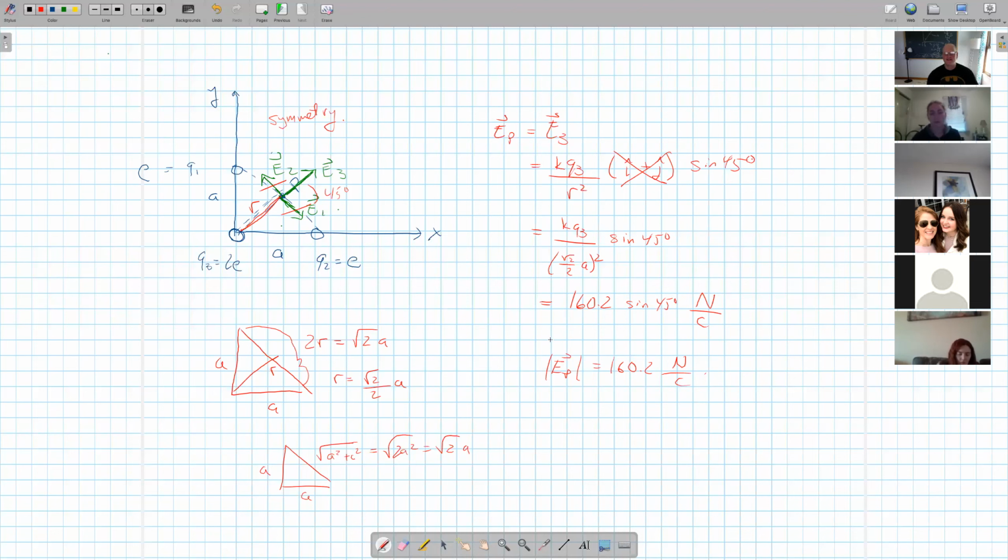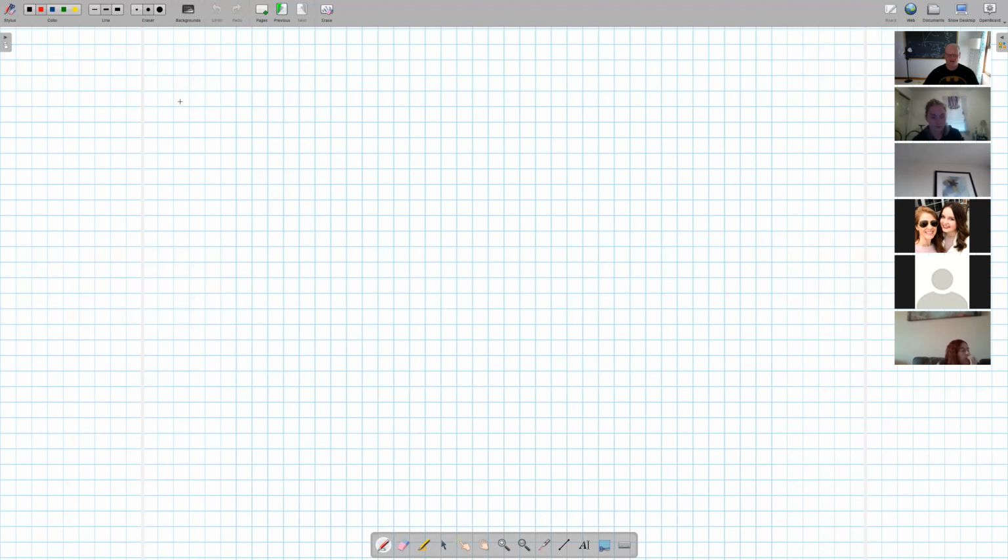So this is the electric field then from a point charge. So again, electric fields from point charges are then simply equal to K times the charge of the point charge divided by R squared. So this is the magnitude.